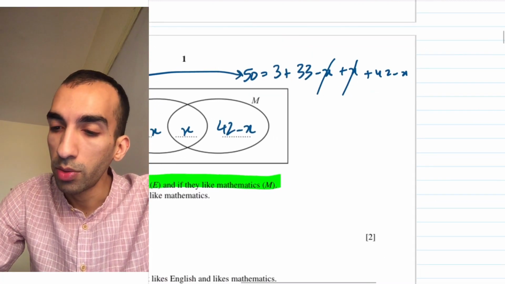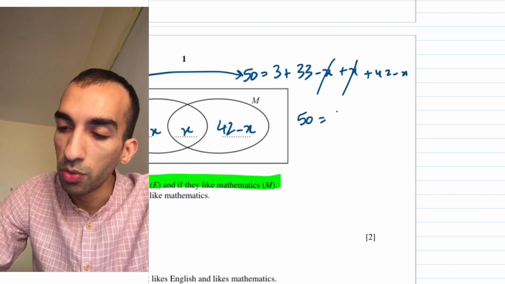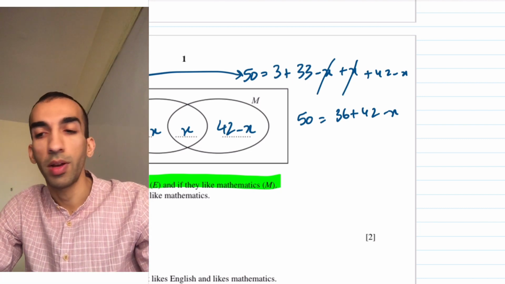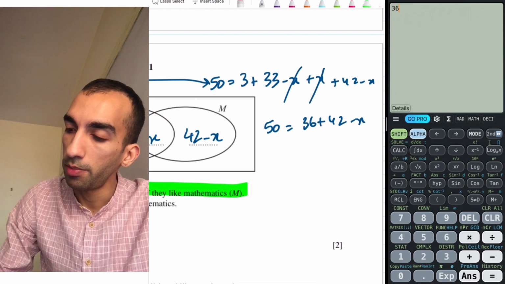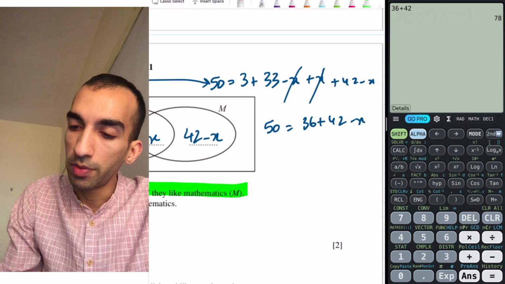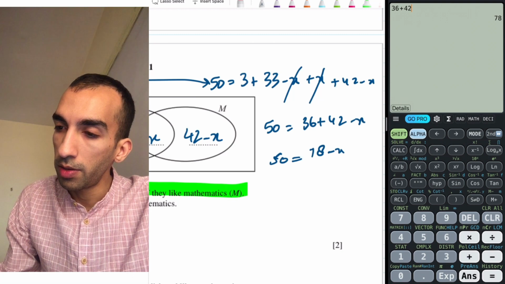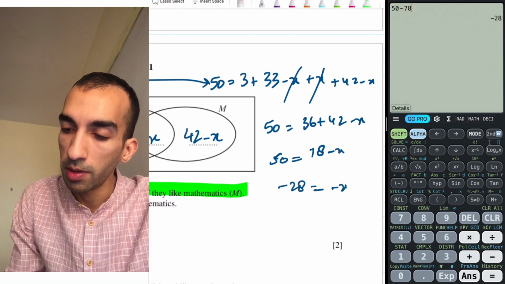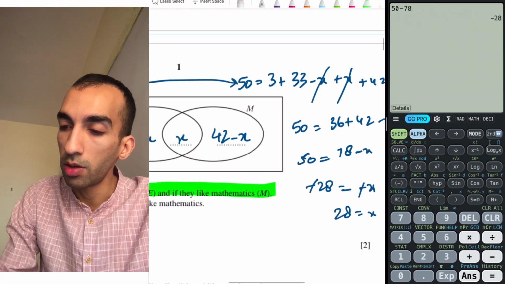We can start cancelling out and adding things together. Minus X plus X cancels out. 50 is equal to 36 plus 42 minus X. Now if you add these two values together, I am not going to rely on mental math. 36 plus 42 gives us 78, and 50 minus 78 gives us negative 28. Since we've got negative signs on both sides, that cancels out, and X is 28.